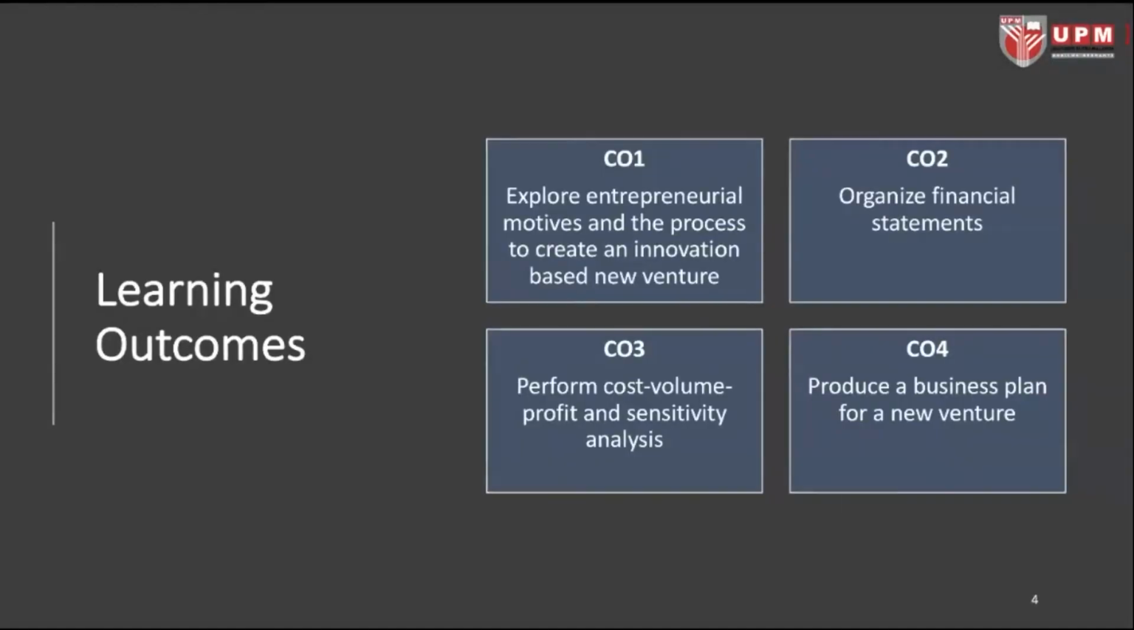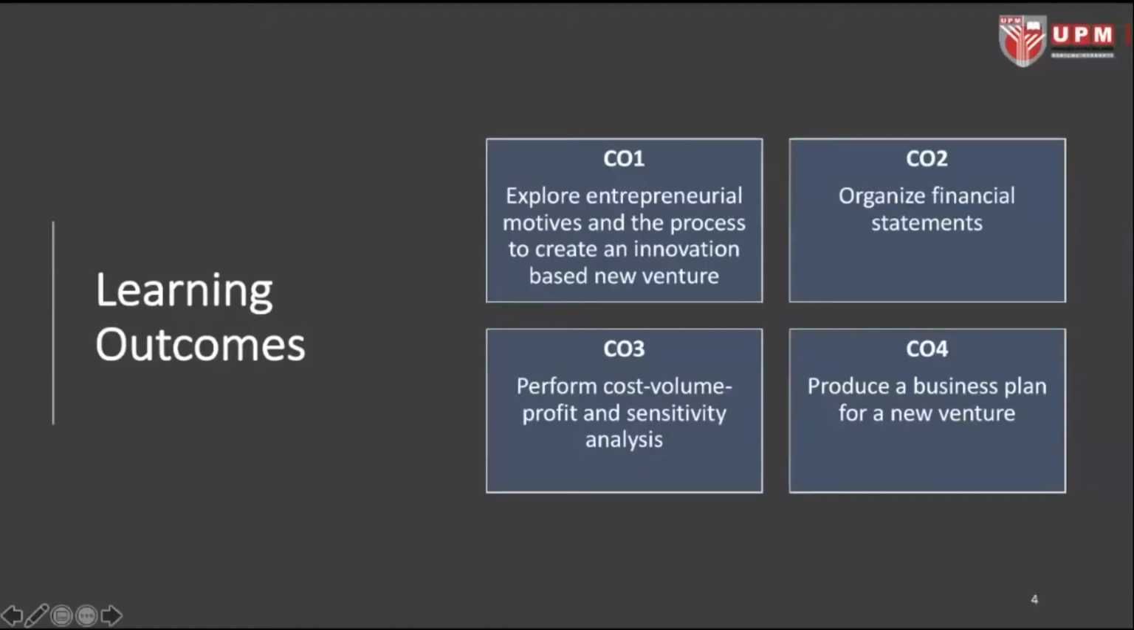Okay. In terms of the learning outcomes, this is the course learning outcome. Later on, when we go into our specific topics, you will also be exposed to the topic learning outcome. So for the course learning outcome, we have 4 course learning outcomes for this particular subject. The first one, we call it course outcome 1. Basically, you should be able to explore entrepreneurial motives and the process to create an innovation-based new venture.